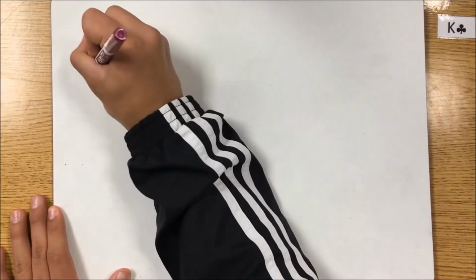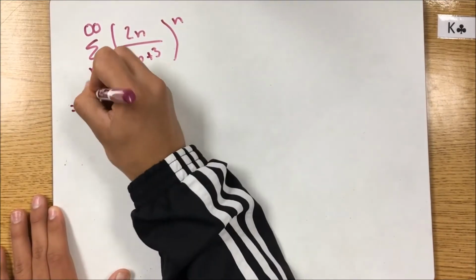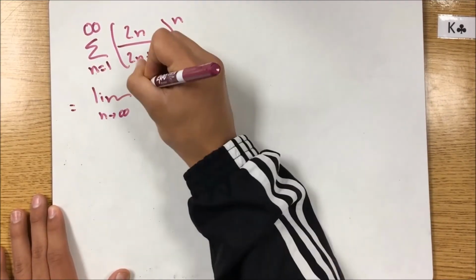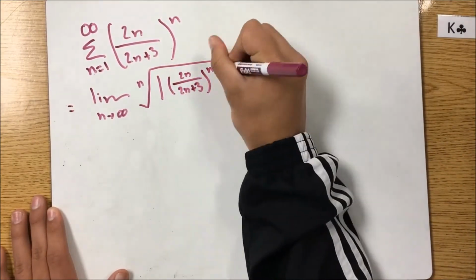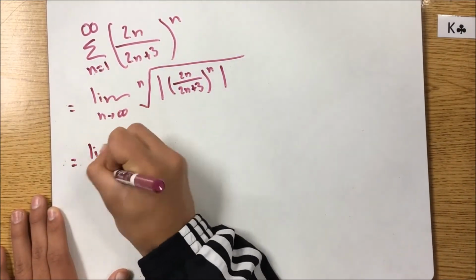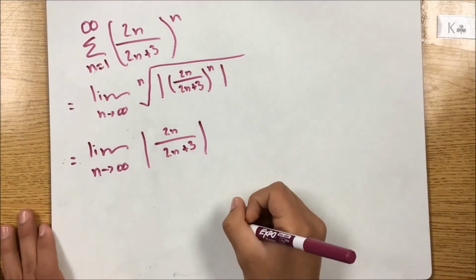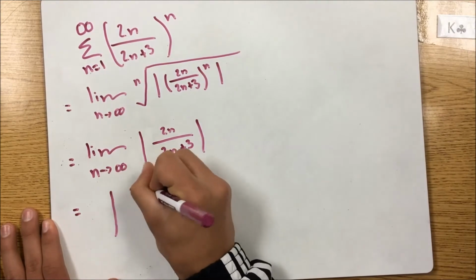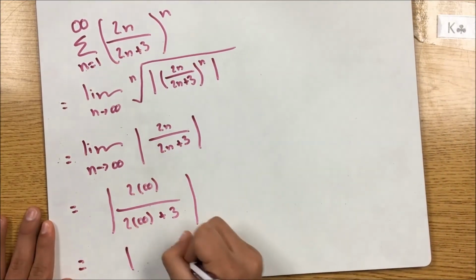So our next series is the sum from n equals 1 to infinity of (2n over 2n plus 3) to the nth power. So we plug it into the formula: limit as n approaches infinity, the nth root, absolute value, of (2n over 2n plus 3) to the nth power. Since the nth root and nth power cancel out, you're left with the limit as n approaches infinity, absolute value, 2n over 2n plus 3. Plug in infinity, you get 2 times infinity over 2 times infinity plus 3, absolute value, so 1 equals 1.